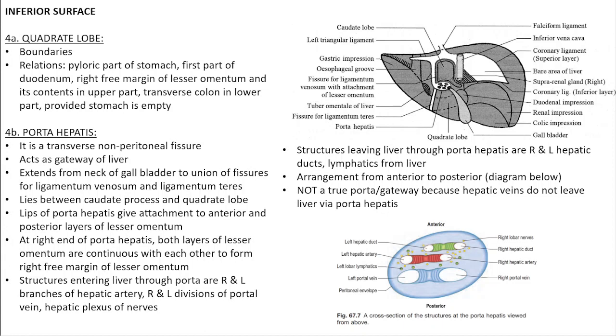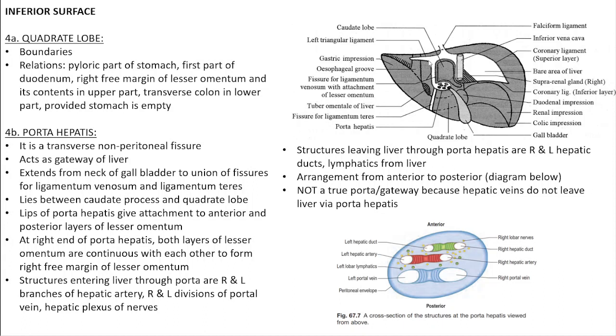What is it related to? As I've already told, the pyloric part of the stomach and the first part of the duodenum, plus it is also related to the right free margin of the lesser omentum in its upper part, and sometimes the transverse colon also in the lower part if the stomach is empty. Then porta hepatis, another important question asked in the viva: what is porta hepatis? What are the structures passing through the porta hepatis, entering the liver or leaving the liver, and whether it is a true portal to the liver or not?